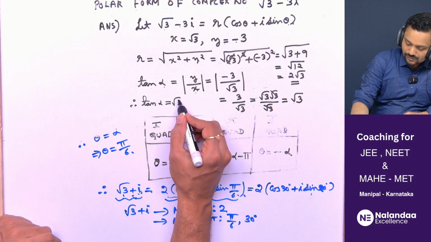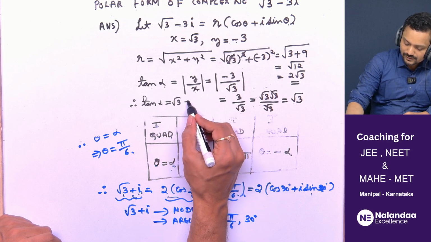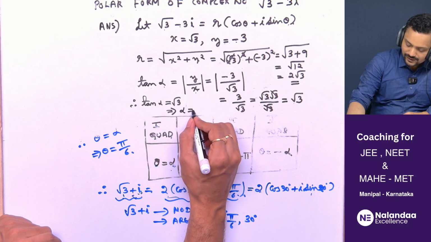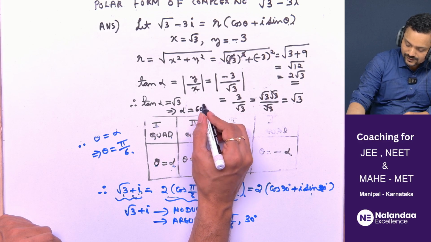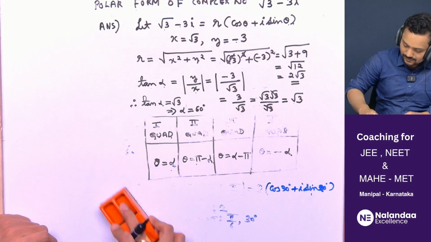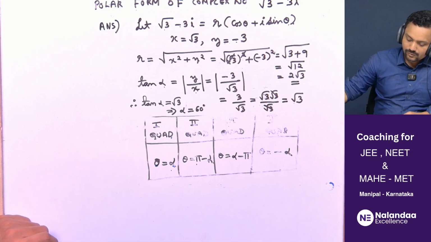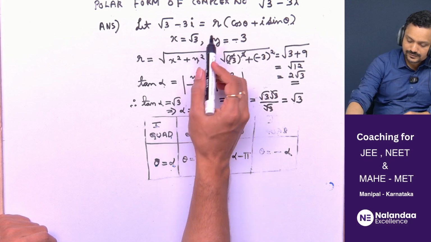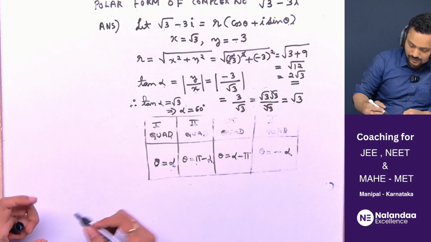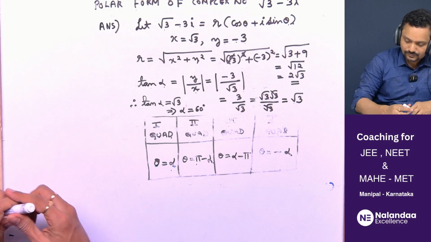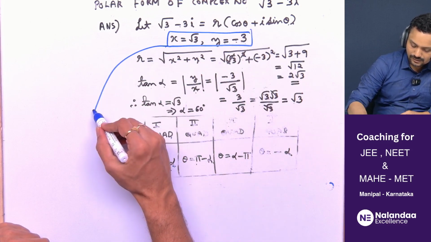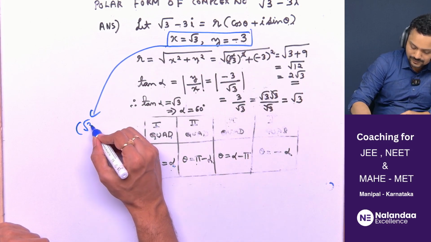Yes, I think most of you are comfortable with degrees. So I'll just write, if tan alpha is root 3, we know alpha is 60 degrees. We get alpha equal to 60. And very important is, where is this point? The point root 3 comma minus 3. You can see this point, root 3 comma minus 3.